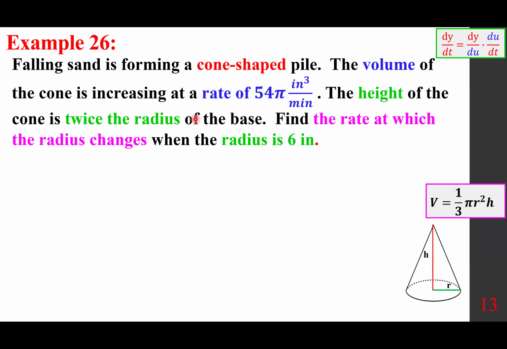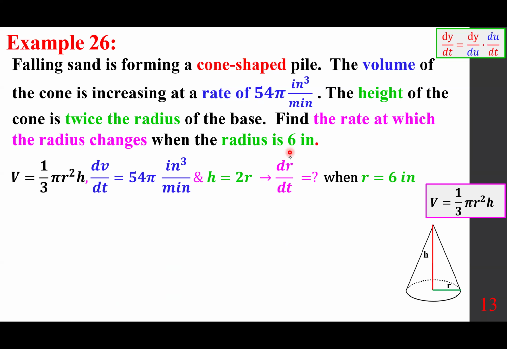Height is twice the radius. h is 2r. What are we looking for? Find the rate at which the radius changes, dr/dt. At what point? When the radius is 6. Now, again, we have the drawing, we have the variables, and we are translating this into mathematical symbols.